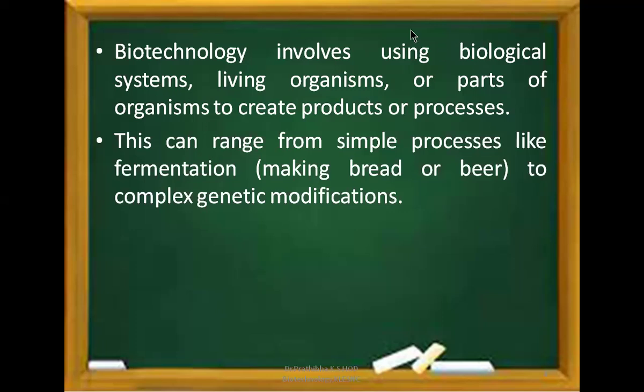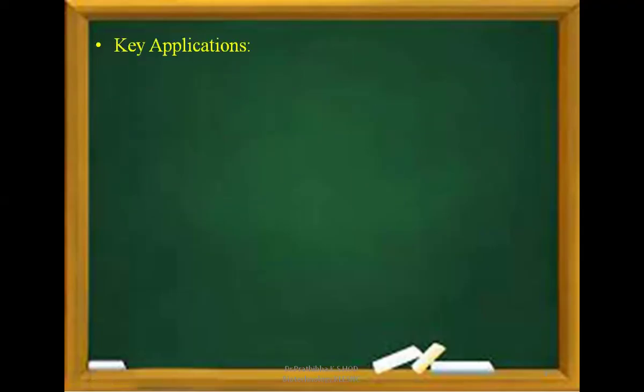What biological systems or living organisms can be used? That may be bacteria, fungal organisms, plant cells, or animal cells. This can range from simple processes like fermentation, that is, making bread or beer, to complex genetic modifications where we have succeeded in obtaining genetically modified organisms.